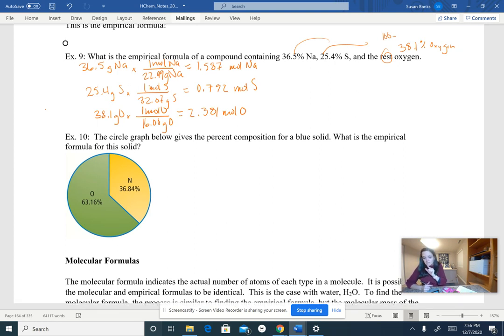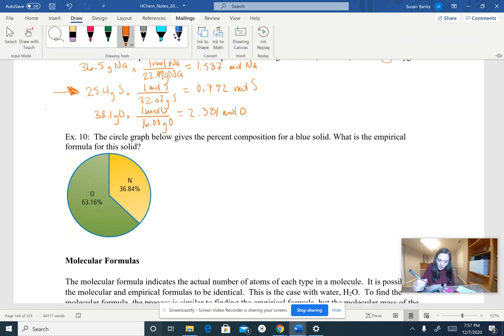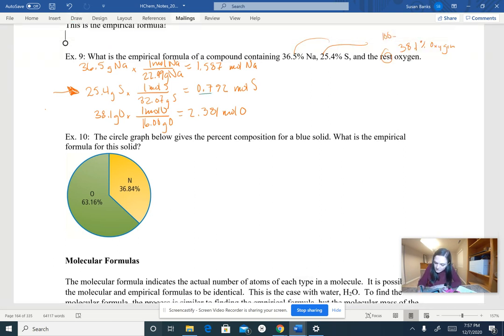Now, do you remember what the next step is? The next step is to create our ratio. So we need to find our divisor. Remember which one we use for our divisor? It is the least amount of moles. So we are going to use the amount of moles of sulfur for our divisor. So I'm going to divide all of these by 0.792.